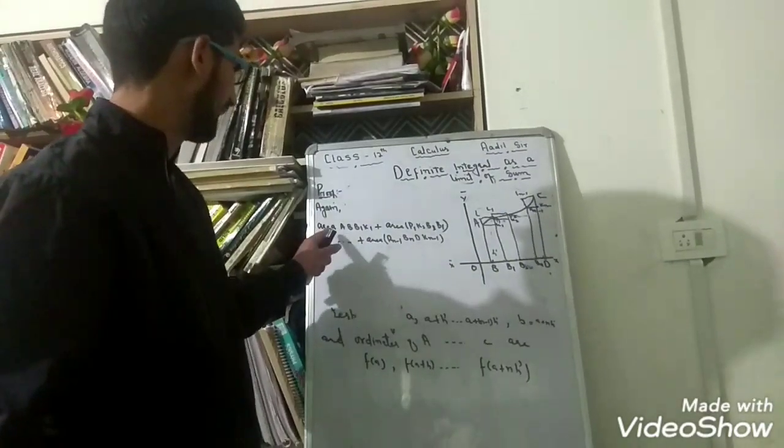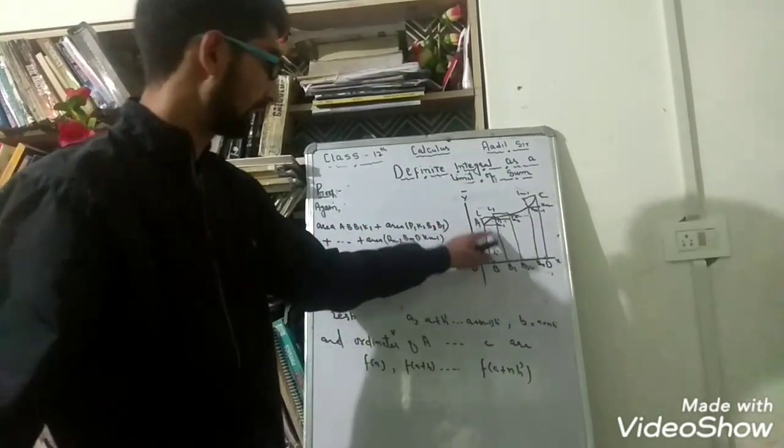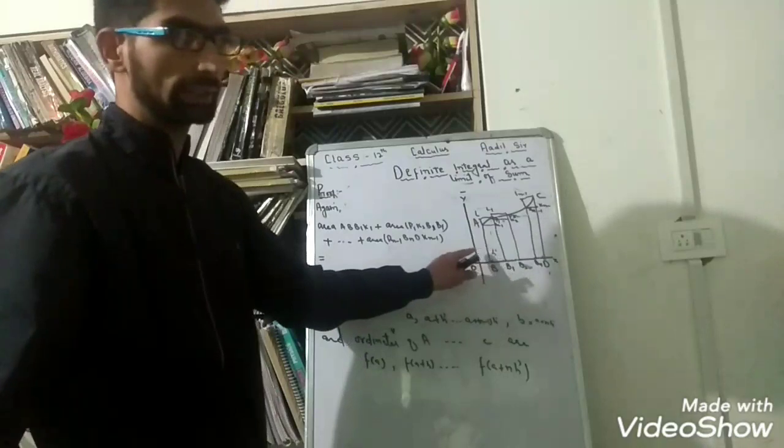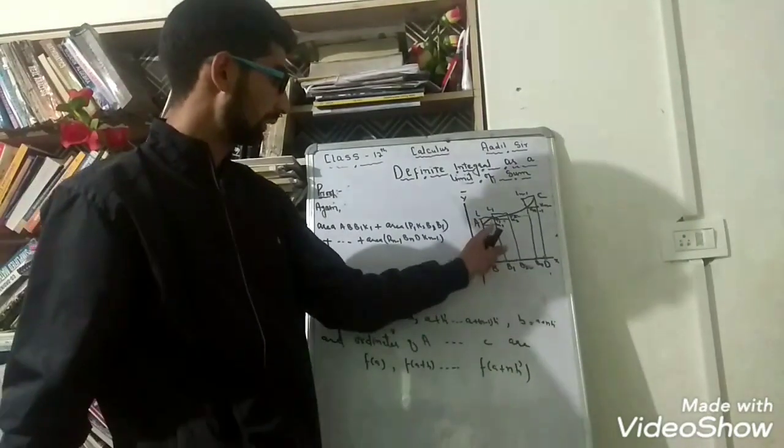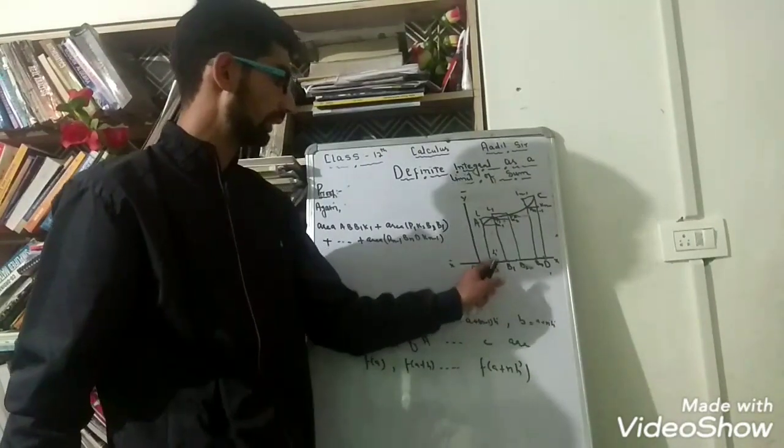Now you check first the area of A B B1 K1, that is this rectangle. We know that the area of a rectangle is length times breadth. What is the length of this rectangle? This A K1 B1 B, that is h.